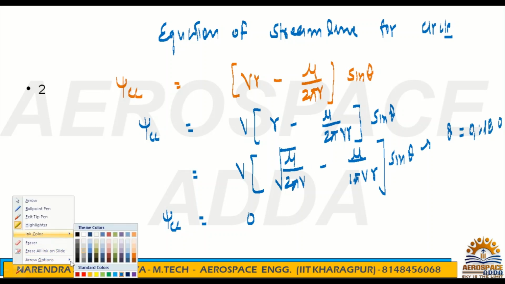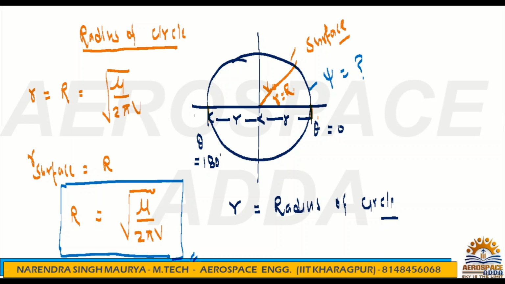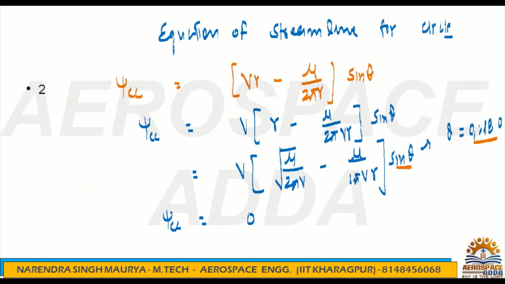Even if you write the value of r completely and calculate properly, whatever value you get in between cancels out. But I am just taking sine theta to simplify this. Theta is 0 or 180 for this circle, because the circle passes through the stagnation points. Here the stagnation point is at 180 and here at theta equal to 0. What is sine 0? It's 0. What is sine 180? It's 0. So automatically psi cc you will get 0.